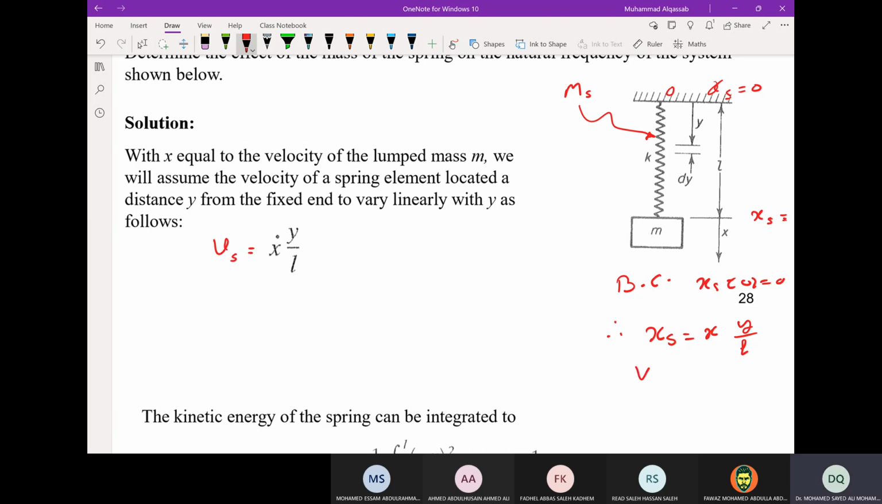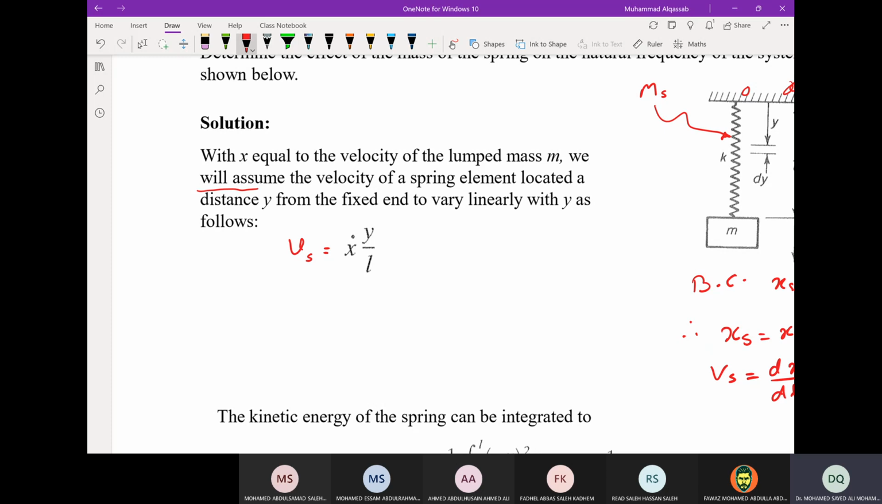So the velocity of the spring is equal to dxs by dt. Y is not a function of time, y is length. X is a function of time, which is the motion of the mass. So we take the derivative only of x, and it is x dot times y over L. Okay, so this is the assumption. We will assume the velocity of the spring element located at distance y from the fixed end to vary linearly with y as follows. This is the Rayleigh method.